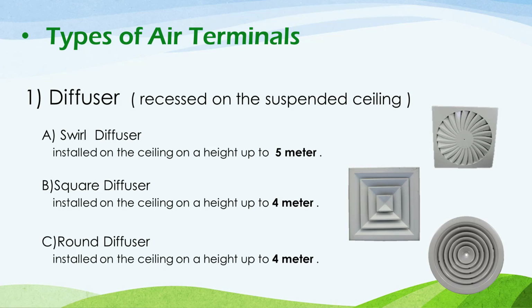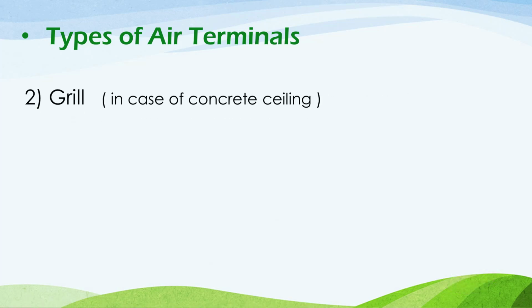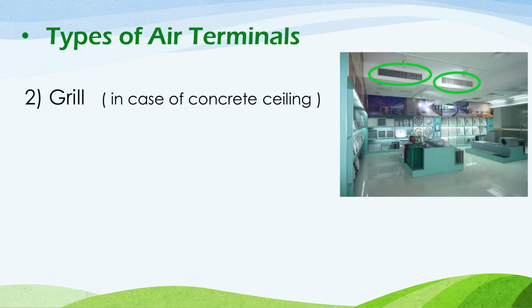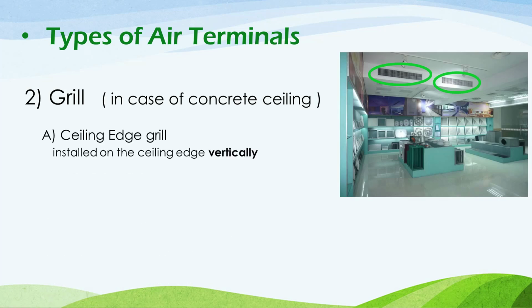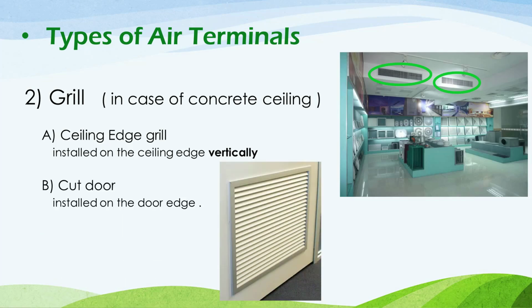Alright. Now the second type of the air terminals is called the grill type, and this grill type is not installed to be received in the ceiling, but it's installed vertically. As you see here, it's installed vertically at the ceiling edges. So we use it in case we have no suspended ceiling or we have a concrete ceiling directly. And also it has two types. The first one is called the edge grill that lays like this one here in this figure. And the second one is called the cut door type, which is installed at the door edge as you see here. But we don't recommend using the grill type because it has a bad elastic form. So the diffuser type is more widely used than it as it has a beautiful form.